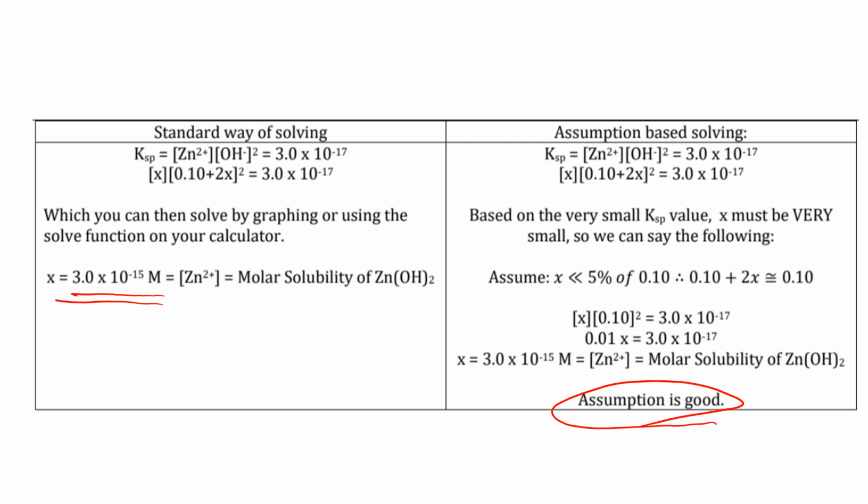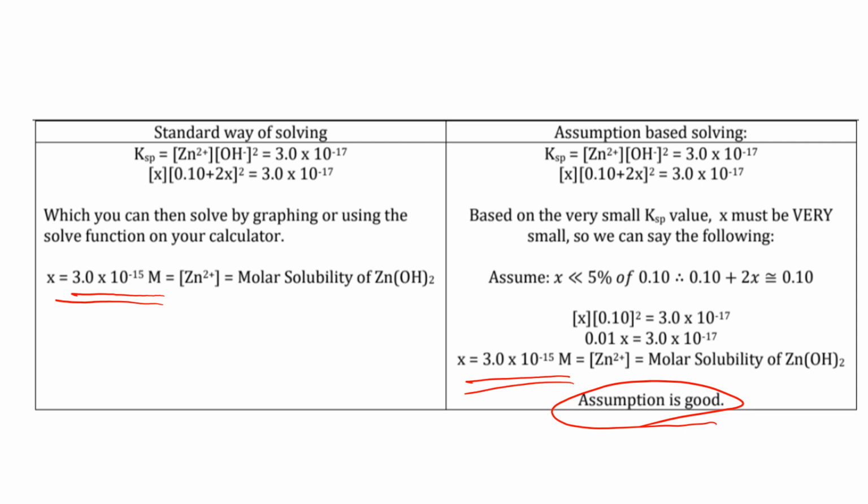And if you do the assumption way, in case you need to, because maybe you don't have a graphing calculator or the one with the solver function, you can assume that x is negligible, so you don't worry about it, and you just solve for the rest. And you should still end up with 3.0 times 10 to the negative 15.